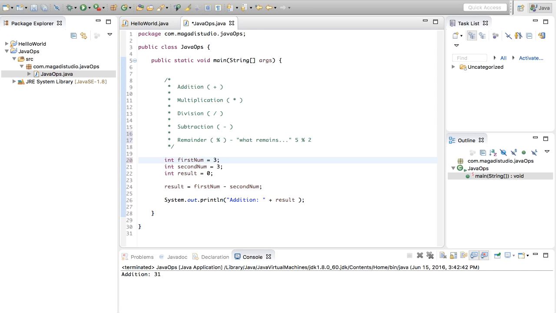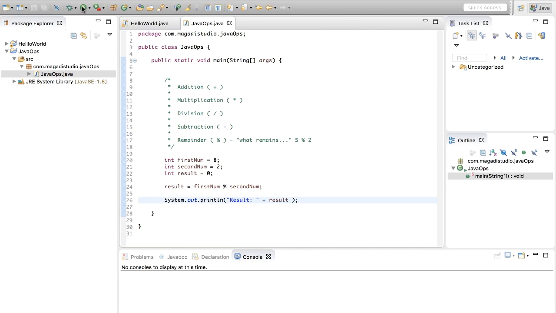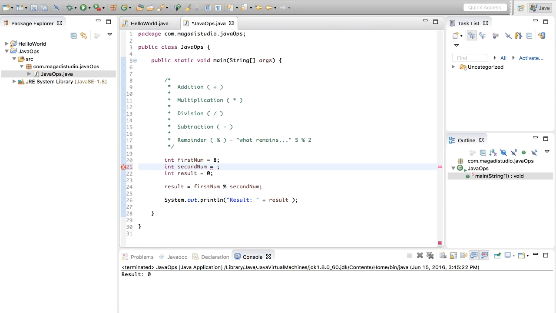Let's change these numbers first to something smaller, say 8, and to start with 2 to simplify our lives here. And let's put remainder, so it's shift, percentage sign. Let's say result to be more generic, say run, and 0. Well, because 8 divided by 2 is 4, and 4 times 2 is 8, so there's nothing remaining. If we change this to 5, let's save, run, 3.